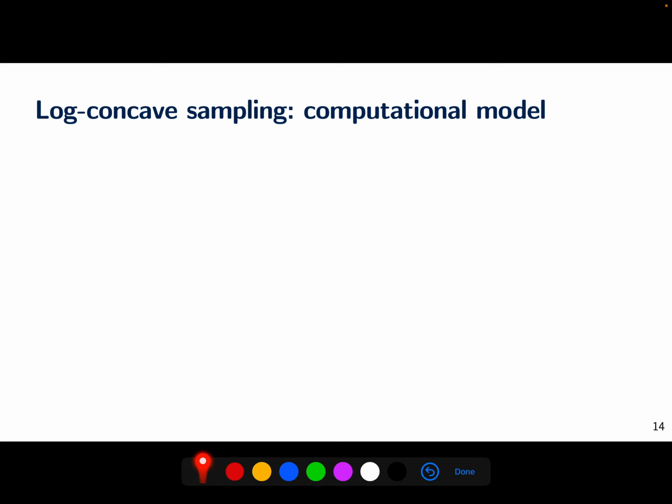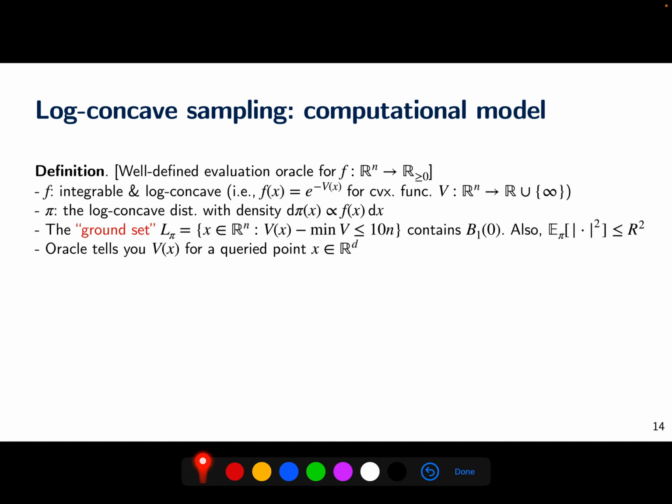So now let me start with our main topic, log-concave sampling. I should start with our computation model. We work with an evaluation oracle, which can be thought of as a proper generalization of the membership oracle model that was used for uniform sampling. So here, let's say f is integrable and log-concave, so that you can write f as e to the minus V for some convex function V.